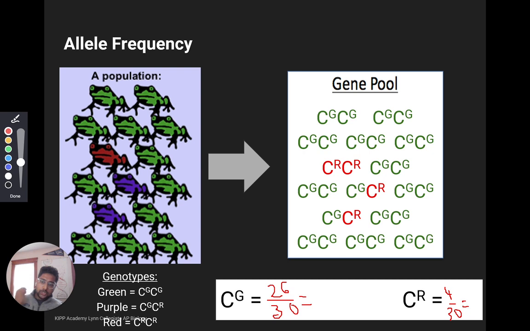So to determine the frequency, whenever I say the word frequency, we're looking for the percentage of the population. So here we can see that the frequency is 0.87 and then 0.13 for the number for CG and for CR. So this is the frequency of the appearance of these alleles in our population. That's going to be important for figuring out Hardy-Weinberg equilibrium a little bit later.